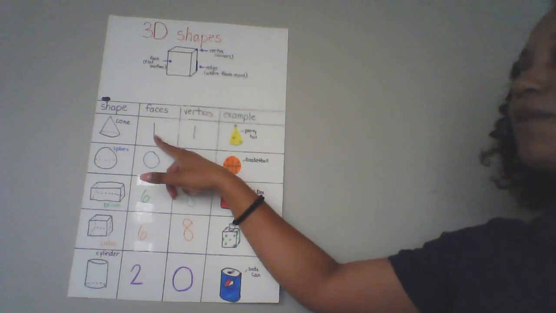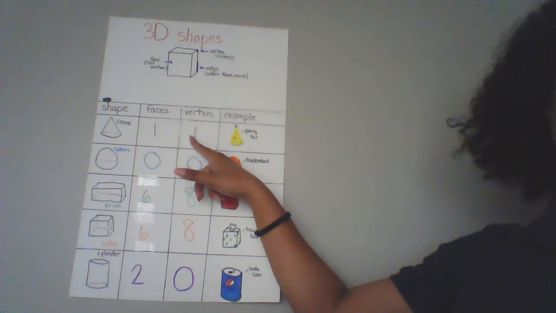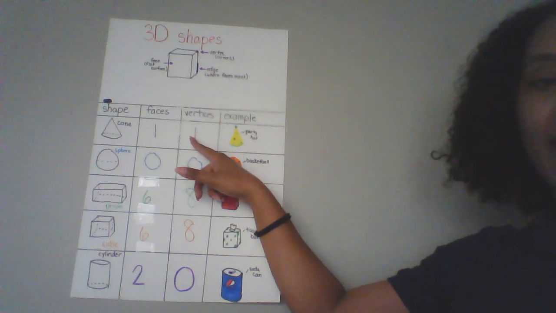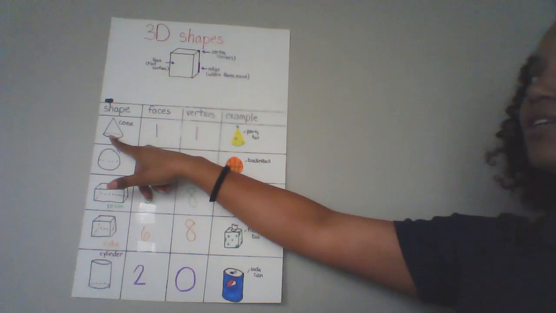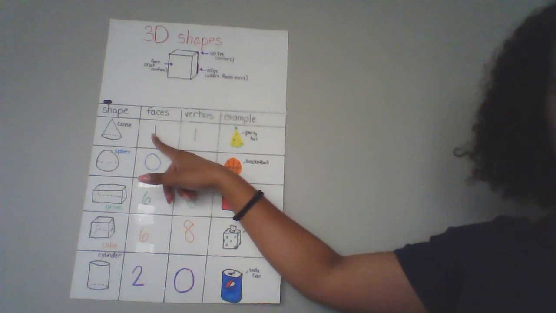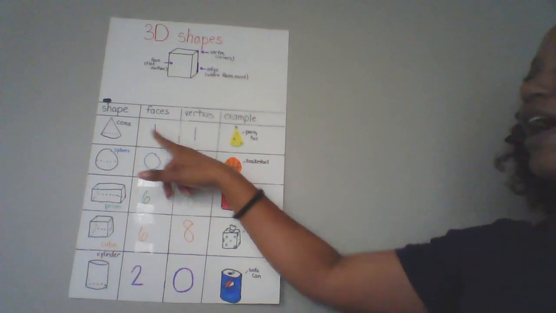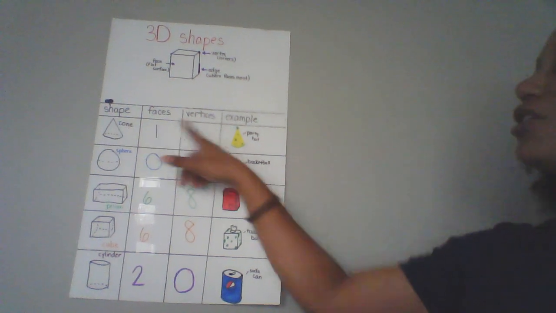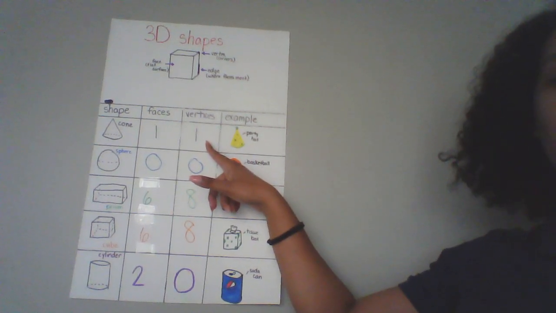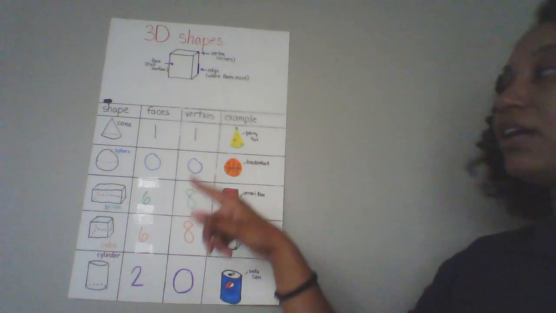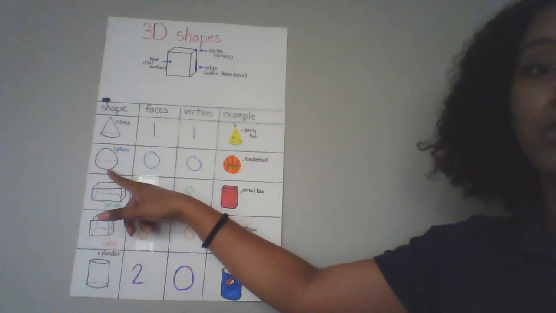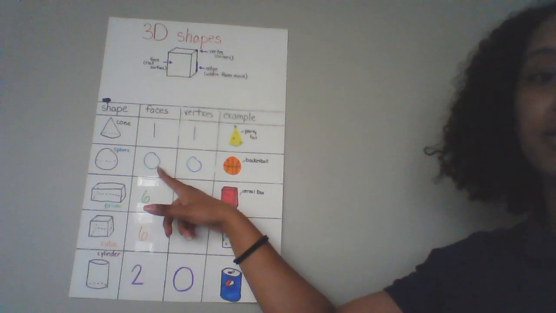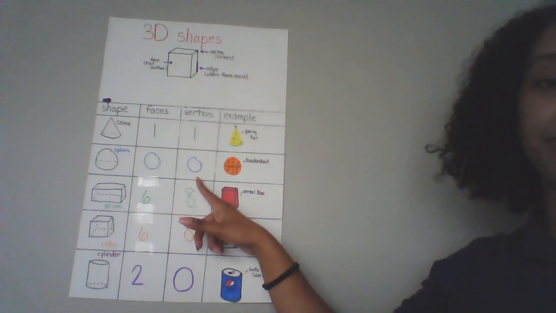Here we have the number of faces and vertices that each shape has. A cone has one flat surface, so it has one face. A cone also has one vertex at the top, so it has one vertex. Taking a look at a sphere, well, a sphere is just round like a ball. So it actually has zero faces and zero vertices.